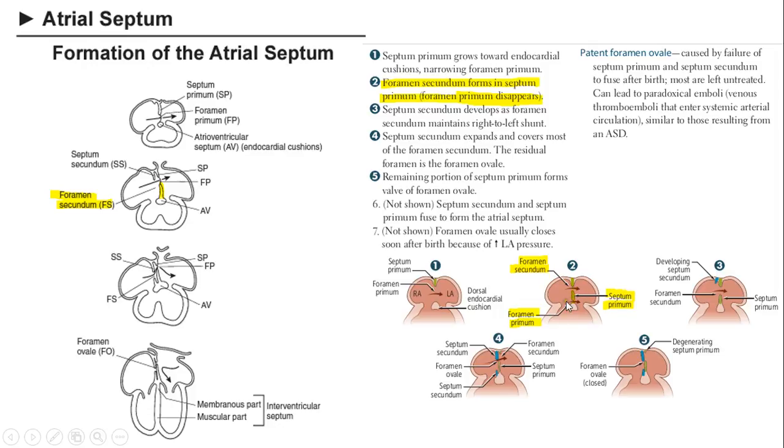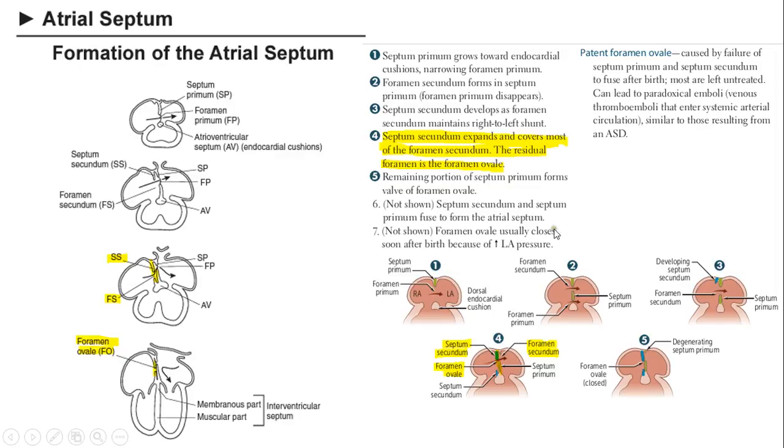So now you've got the foramen primum, the foramen secundum, and next the septum secundum develops as the foramen secundum maintains right to left shunt. So here's the right to left shunt, and the septum primum, that main hole, you see this thing here is growing up, and this is the foramen secundum now coming down like this, coming across here. And also you get the development of the septum secundum. So this septum here is starting to grow.